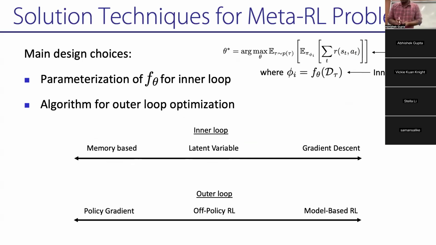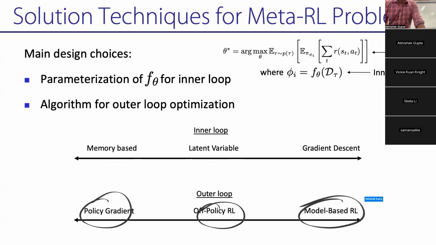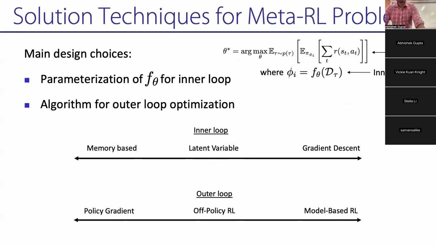And in the outer loop, you can have different algorithms. You can have policy gradient, off policy RL, or model-based RL, and each of those will lead to different algorithms. We'll explore a few of them, but whenever you're trying to design a new meta-RL algorithm, think of how you want to instantiate your inner loop and how you want to instantiate your outer loop, right? And that'll give you a new algorithm. You can write infinite papers.